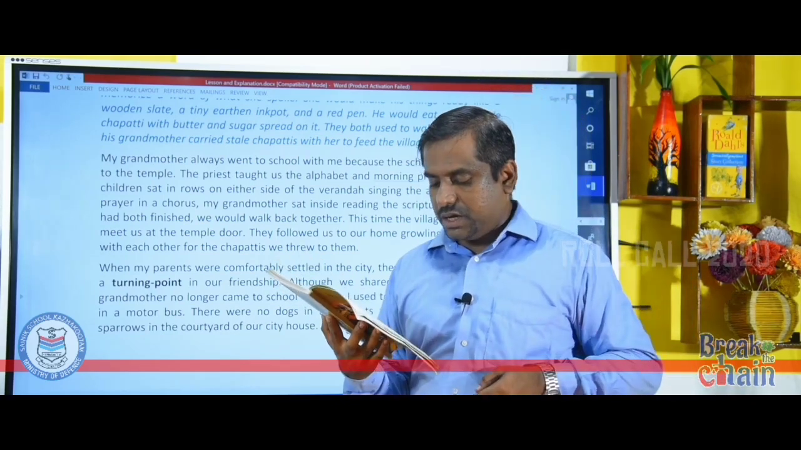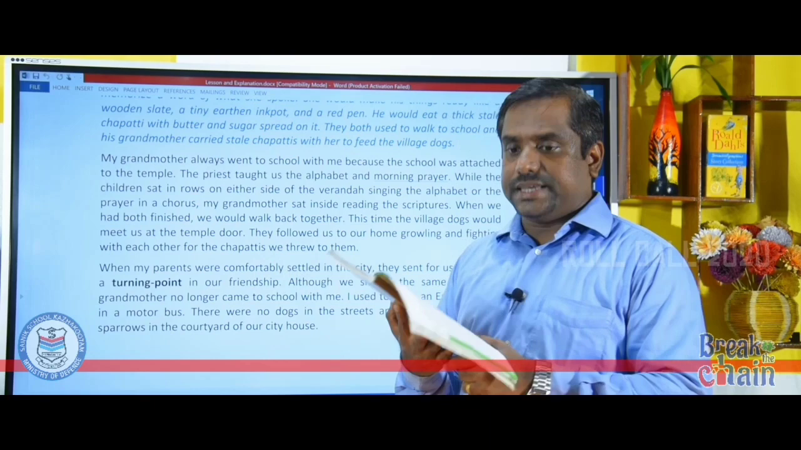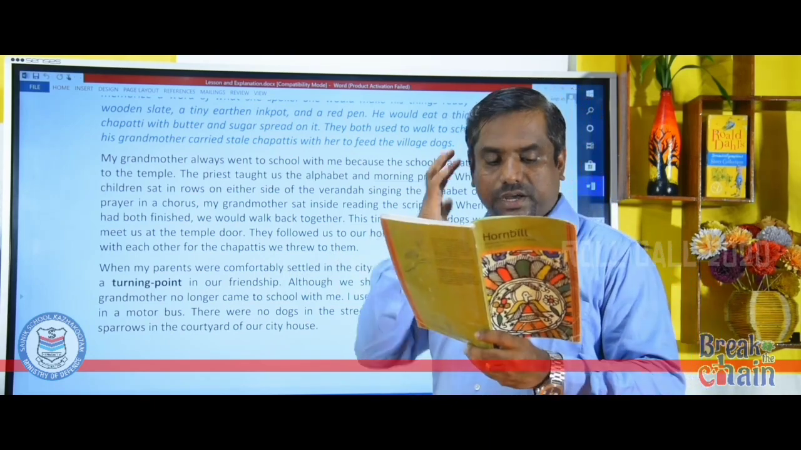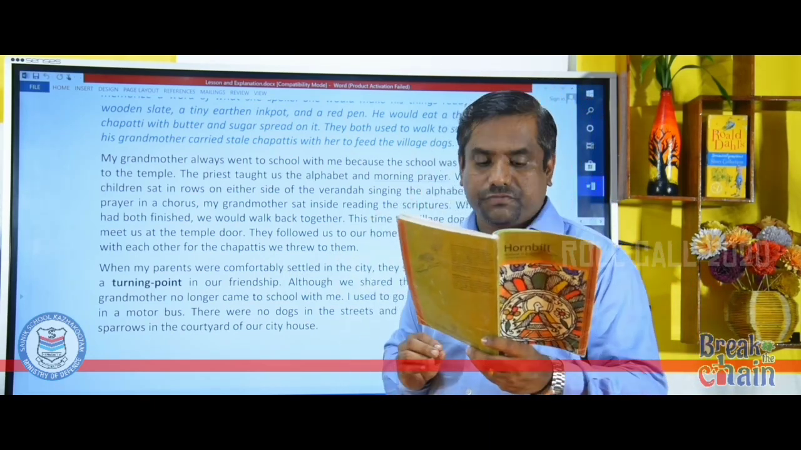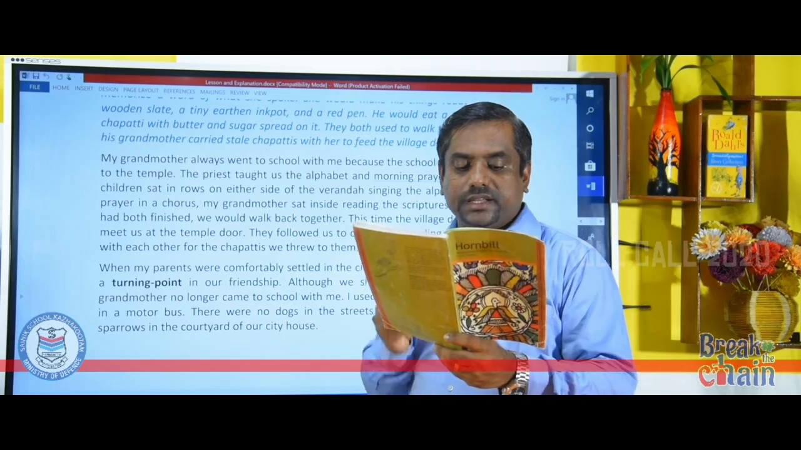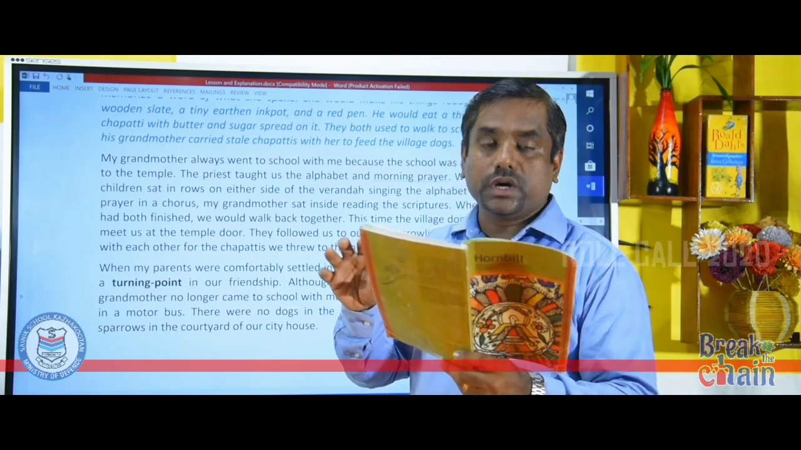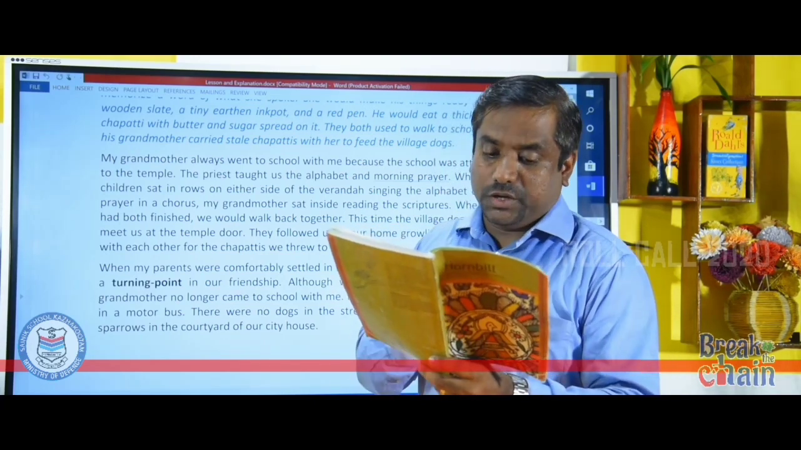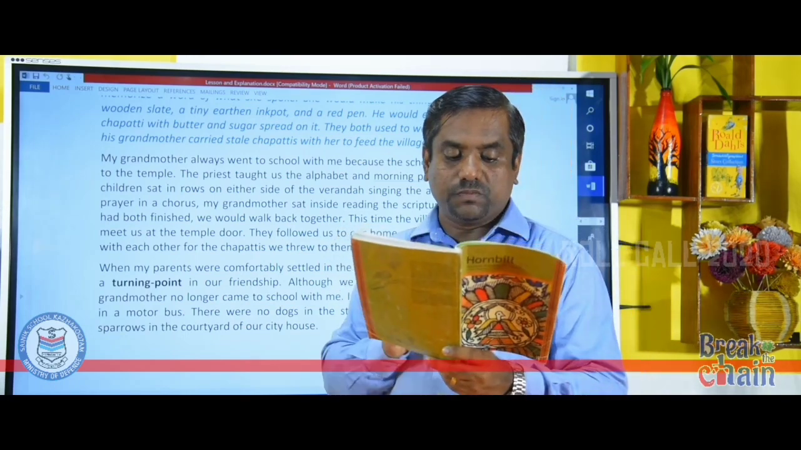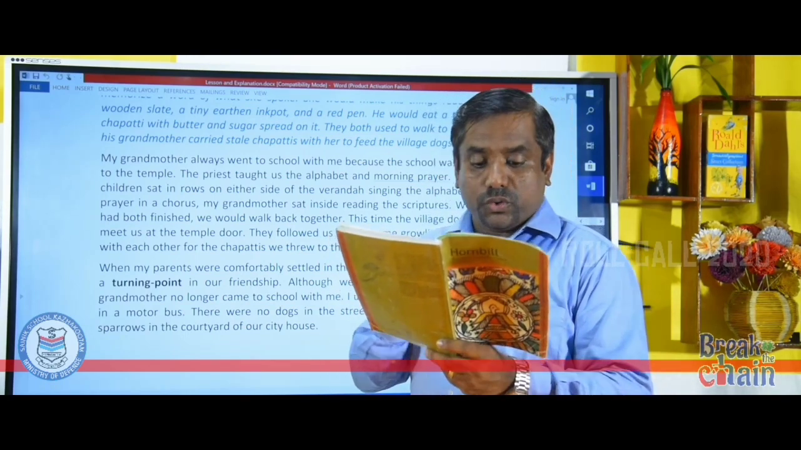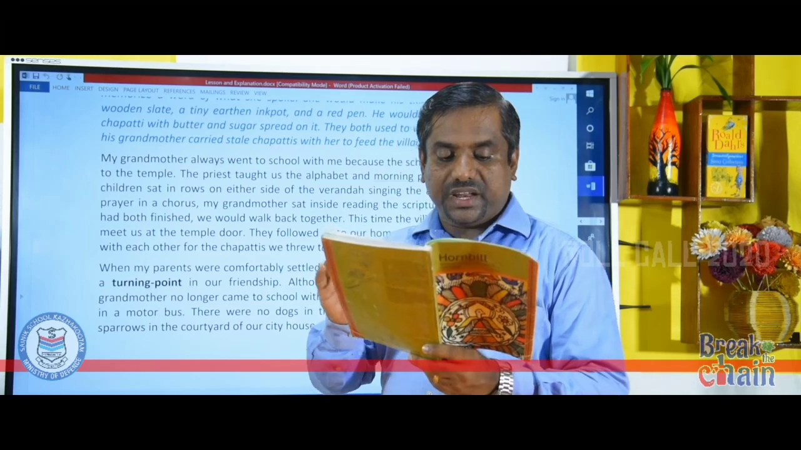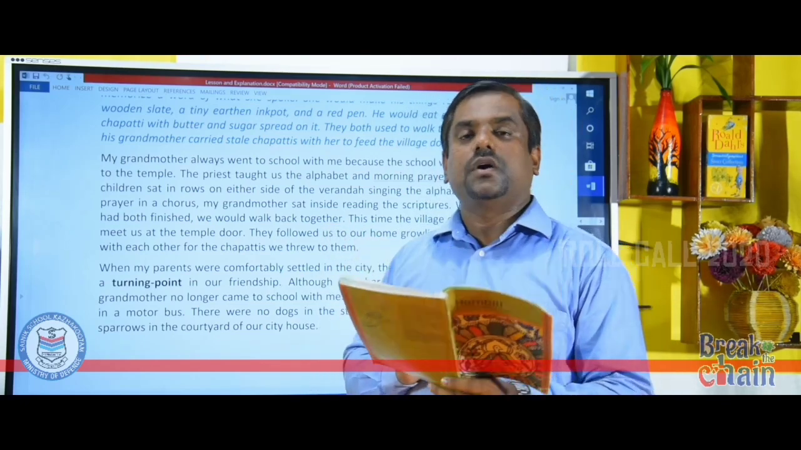When my parents were comfortably settled in the city, they sent for us. That was a turning point in our friendship. Although we shared the same room, my grandmother no longer came to school with me. I used to go to an English school in a motor bus. There were no dogs in the streets, and she took to feeding sparrows in the courtyard of our city house.